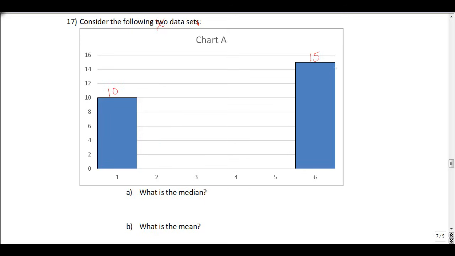So the median here, well, if I think about this, if I order these out, I'm going to get 10 ones, I could have 10 sixes, and then the middle 5 numbers will all be sixes. So that middle number is going to be a 6.